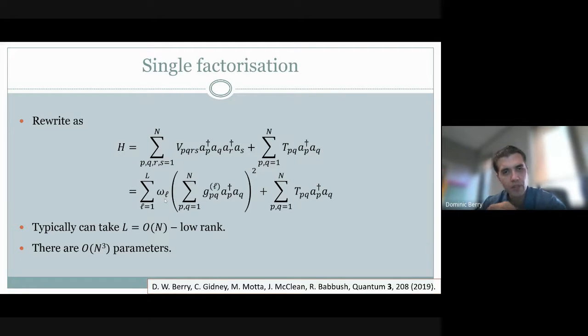So what you end up with then is these GLPQs, which are encoding the majority of the information in the Hamiltonian. And because the L and P and Q are scaling over order n things, then that's order n cubed parameters instead of order n to the 4th. So that gives an improvement in the asymptotic complexities.